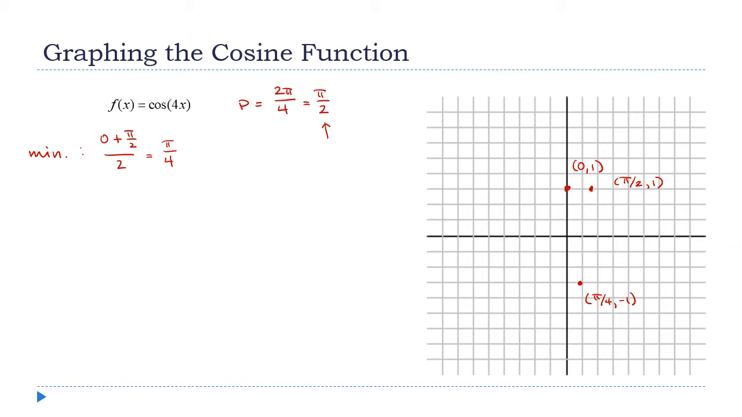Now the intercepts are at the middle of the two intervals made by that pi over 4 value. So the first one is going to be at 0 plus pi over 4 divided by 2. That's pi over 8. And the second one is going to be at pi over 4 plus pi over 2 divided by 2, which is 3 pi over 8. Visually, it's exactly halfway in between here.